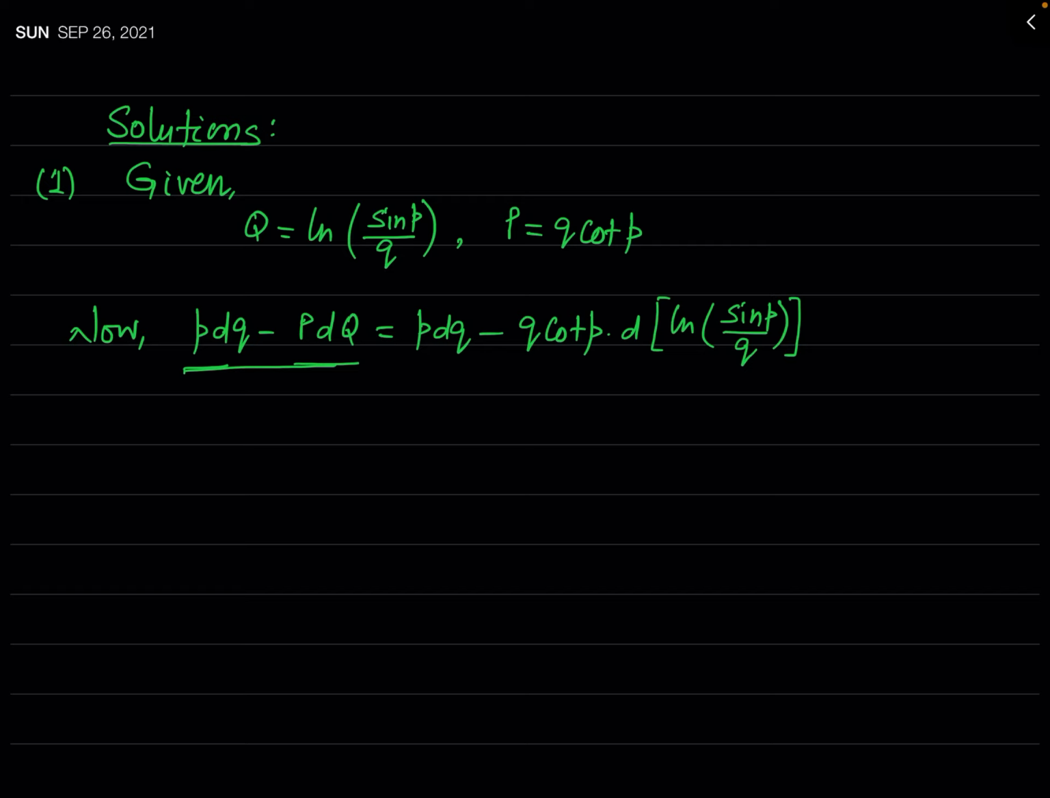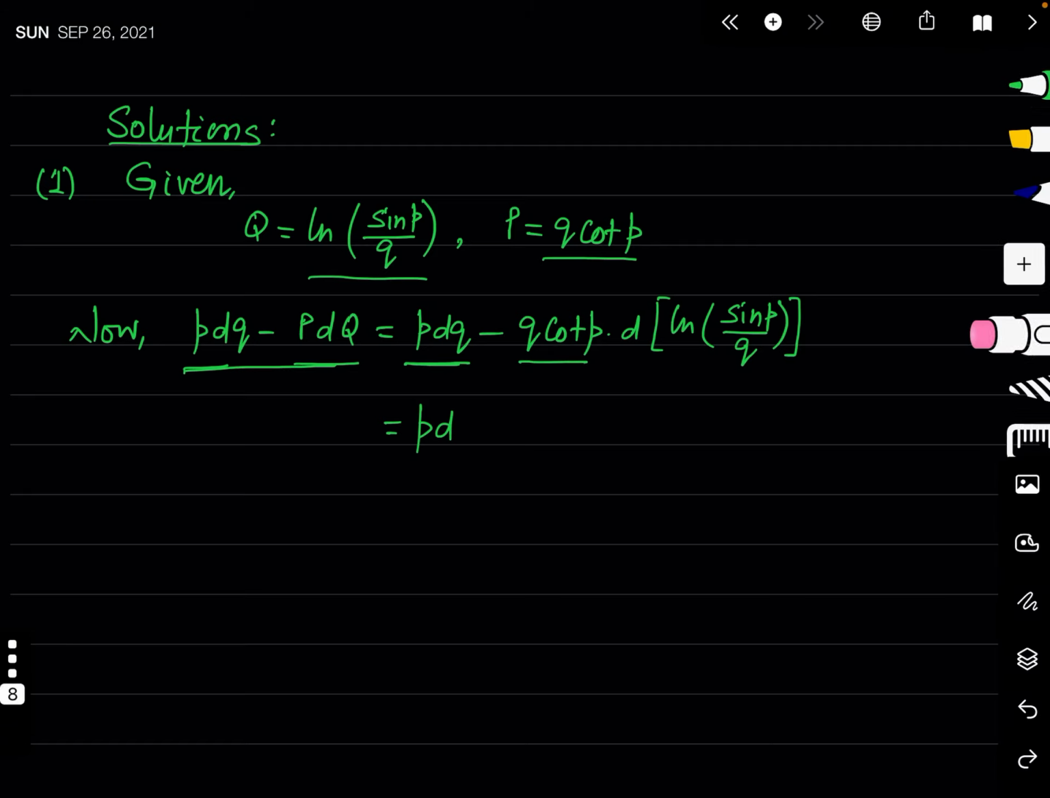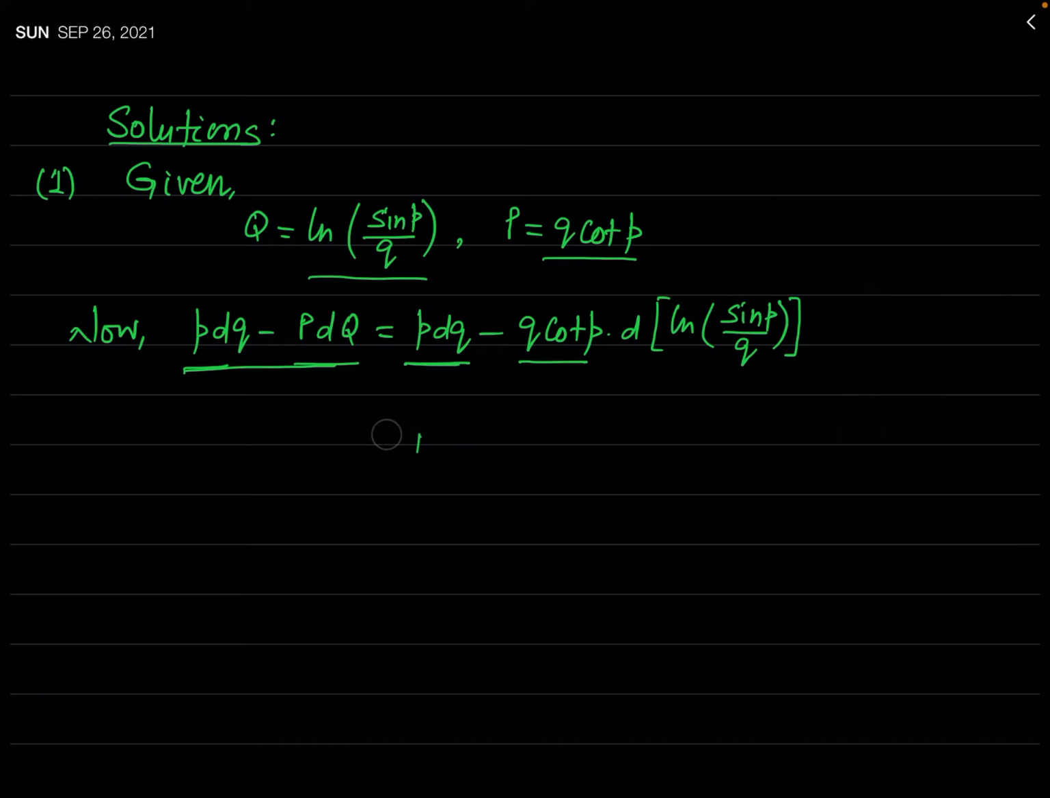So you can simplify it. p dq minus P dQ equals what? I have written here p dq, and capital P is q cot p, so I have written q cot p times the differential of capital Q, and capital Q is ln (sin p by q). So this is d ln (sin p by q). Now let us simplify it. Let us write it by taking some space here, because after calculation more space will be needed. So this will be equal to p dq minus q cot p.